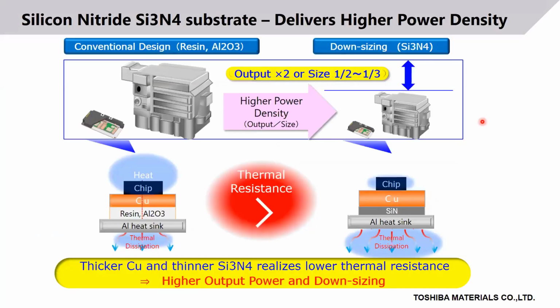And so the silicon nitride substrate delivers higher power density. The conventional design uses resin and aluminum oxide ceramics, compared to silicon nitride ceramics. We can achieve either twice the output power or a size reduction by half or by one third. Basically the thermal resistance is lower, and we're using a thicker copper plate and thin silicon nitride, a higher thermal conductivity material. Again, it gives higher output power or downsizing of the system.